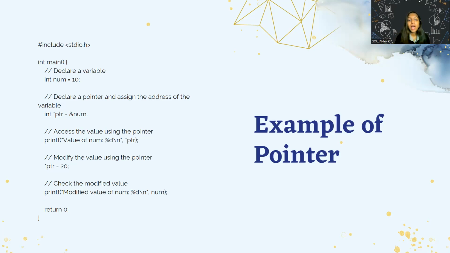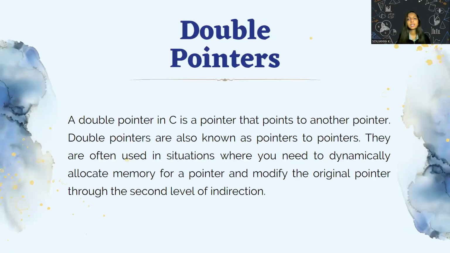Now we modify that value using the pointer. We change the value, *ptr equals 20. And then we check whether the value has been changed or not. printf, modified value of num, %d, comma, num, return 0. And you'll get the output as 20.